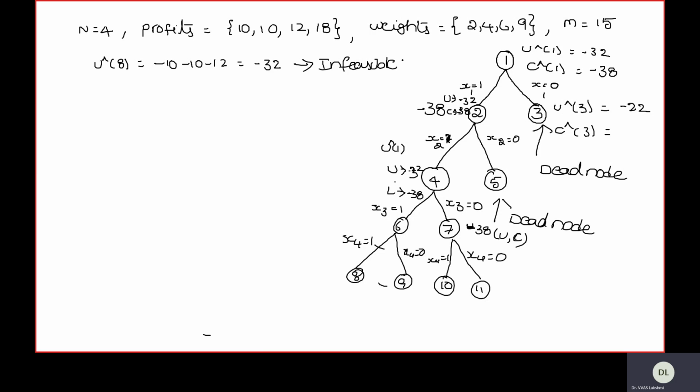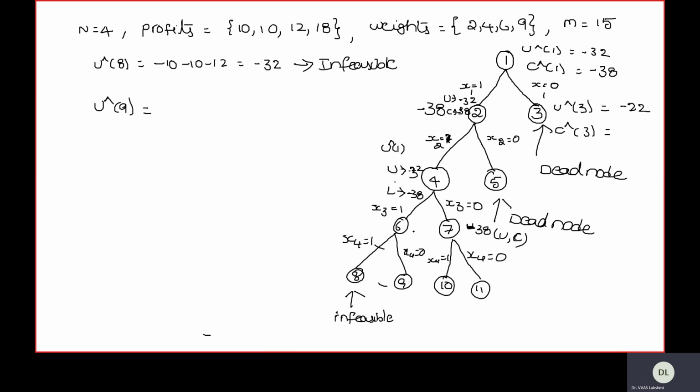What is the difference between an infeasible node and a dead node? Here the constraint is satisfied, that is, the upper bound of 8 is less than or equal to the upper bound of 1, but it reaches the capacity of the bag. That's why we are not able to place all the items shown in the path. That's why this node becomes an infeasible node. Here 8 is declared as an infeasible node. Next we need to calculate the upper bound of 9.